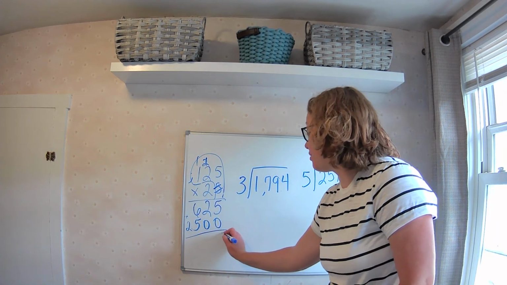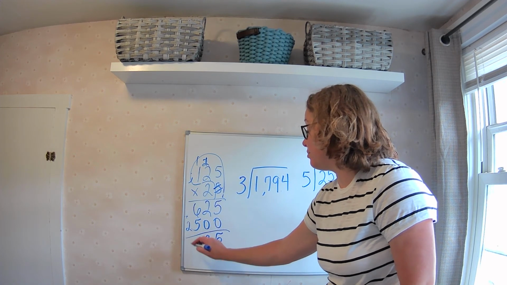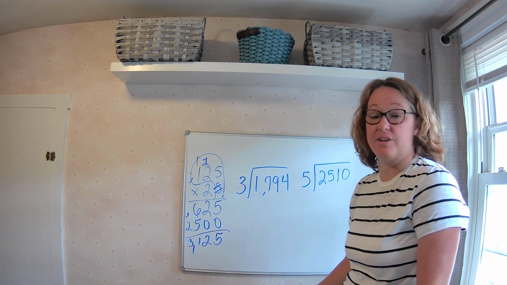5 plus 0, 2 plus 0, 6 plus 5 is 11. Put a 1, carry a 1, and you get a 3. Put the comma after 3 digits.